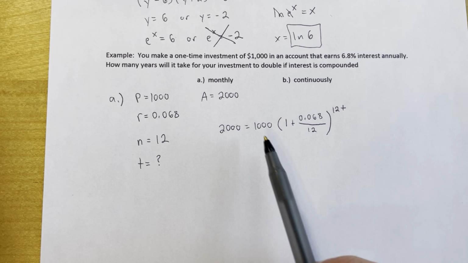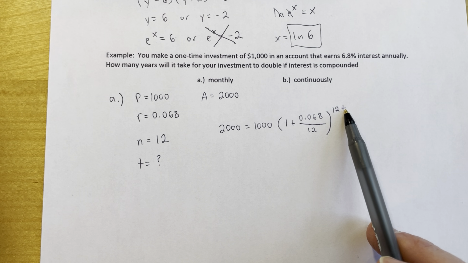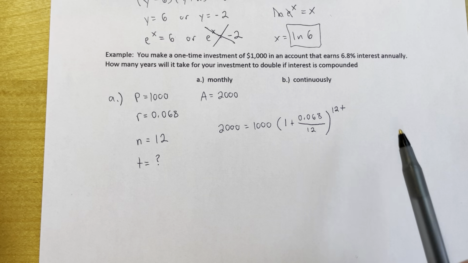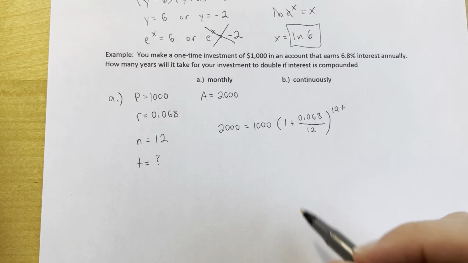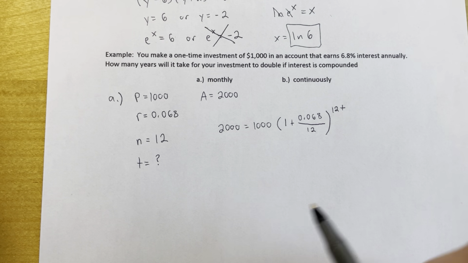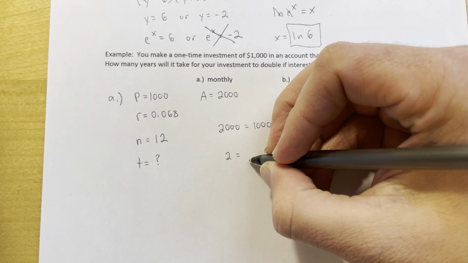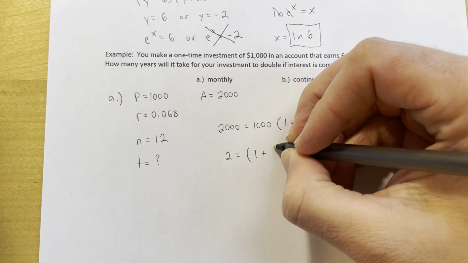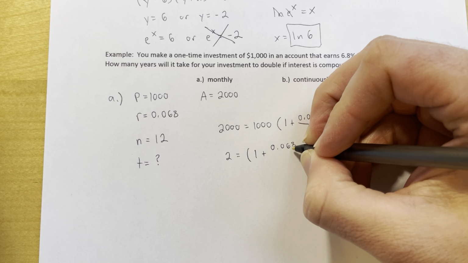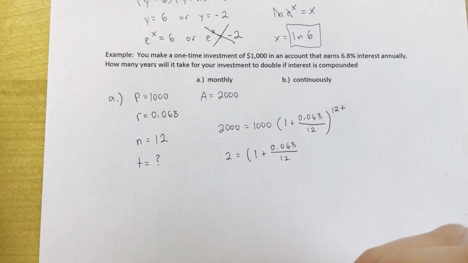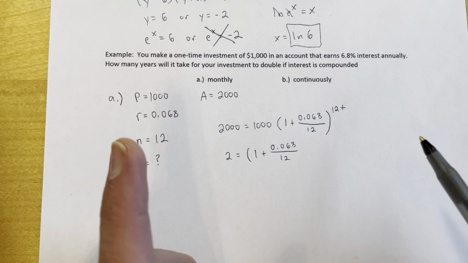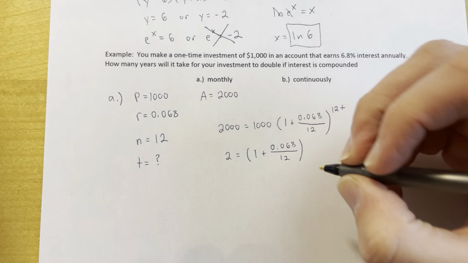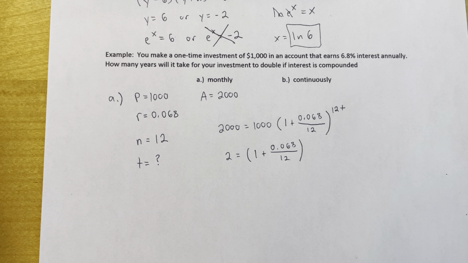If you notice, what I have here is an equation where there's only one unknown in that equation, t. I can solve this for t, but solving this for t is going to require at some point a logarithm. So here's where we're going to work through those steps. I'm going to start by dividing both sides by 1,000, so I get 2 equals 1 plus 0.068 over 12. Now I'm actually not going to plug this into a calculator yet. I'm going to keep writing this expression over and over again because I want to save all of the calculator work for the very end.